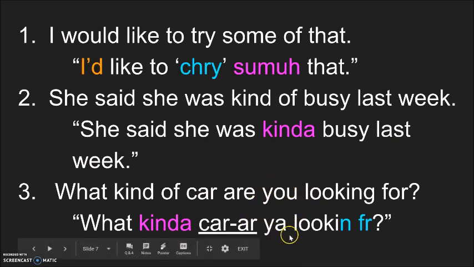My word you, shortening down to ya. What kind of car are you? Always my ing, I'm cutting that g and I'm saying looking, looking. What kind of car are you looking for? And actually, when I'm saying it, I am using a strong for, but many times when I say fur, fur, what are you looking for? And my for becomes shortened to this fur.